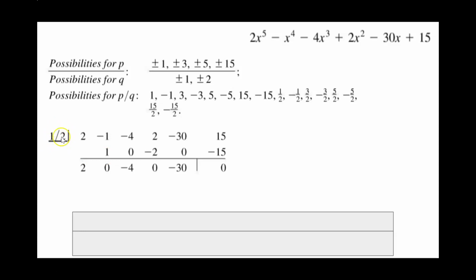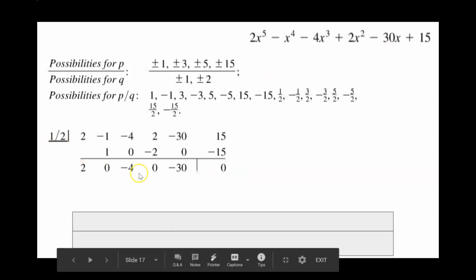For this one here, we chose 1/2. You plug 1/2 into each x. If you're doing this, make sure you put your 1/2 in parentheses. When you raise it to the fifth, make sure this 1/2 is in parentheses. You should get an answer of 0 once you plug it into this equation. So we go ahead and do synthetic division.